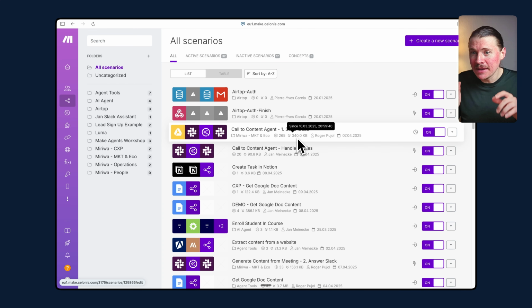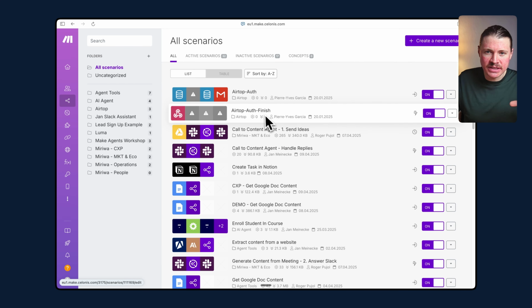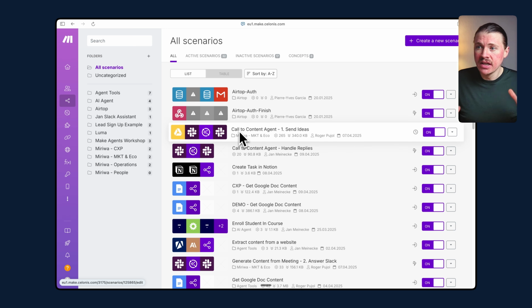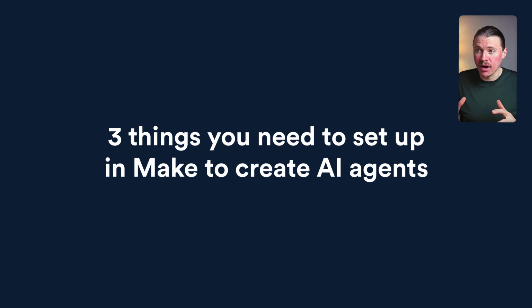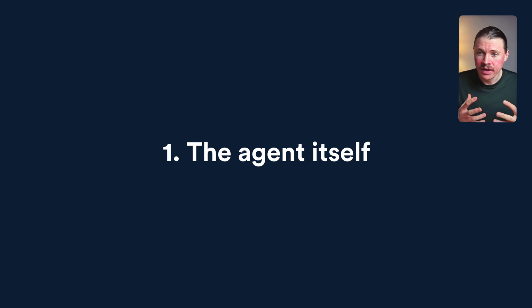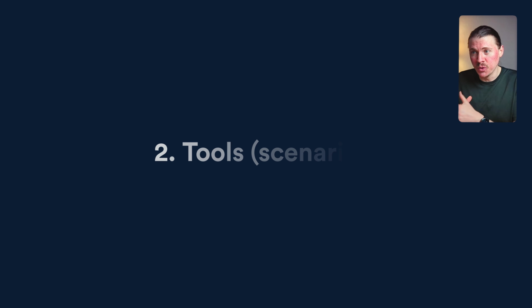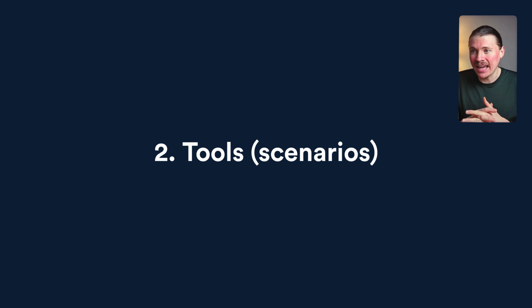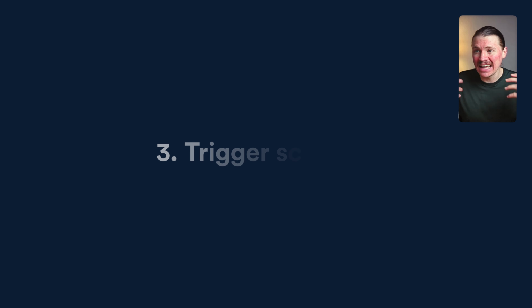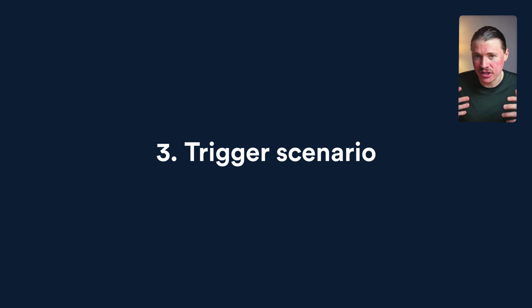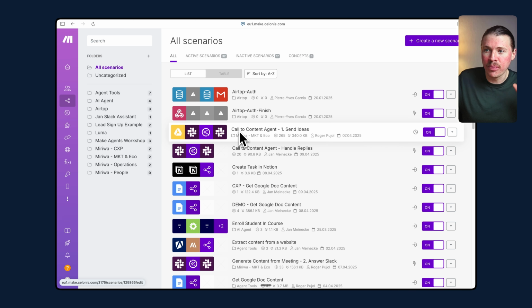All right, so here we are in my Make account. And before I show you exactly how to access the AI agents, I just want to let you know, whenever you go about planning and creating your AI agents, you need to basically think about setting up 3 things in Make. First of all, we need to set up the agent itself. Then we also need to create tools, and tools are what you'll see later. Tools are scenarios that the agent can actually call and trigger itself. And finally, you'll need to create another scenario that actually triggers the agent in the first place. But I'll break down each of these.